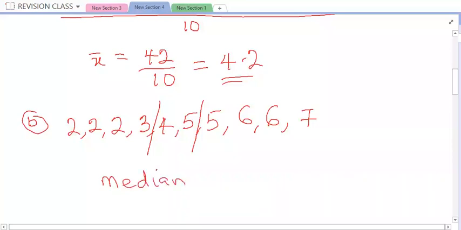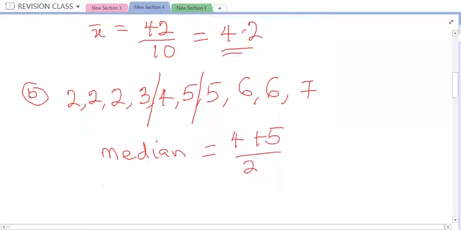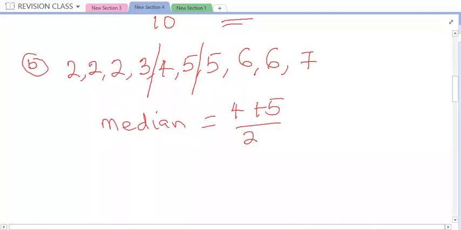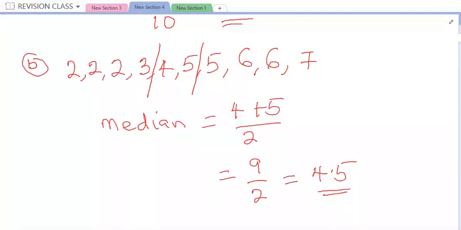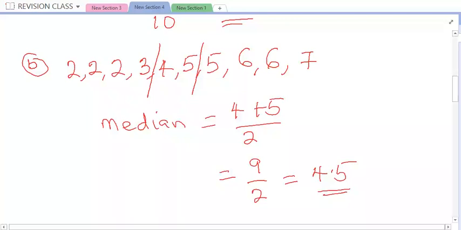So you have the median equals 4 plus 5 divided by 2. So 4 plus 5 will give us what? 9. Then divided by 2, meaning the median is 4.5. That is the median, 4.5. If the number of data was an odd number, only one number would be at the middle. But if the number of data is an even number, 2 data will be at the middle.